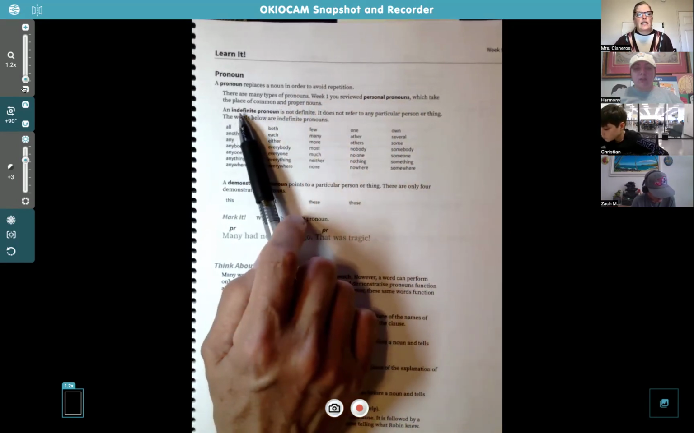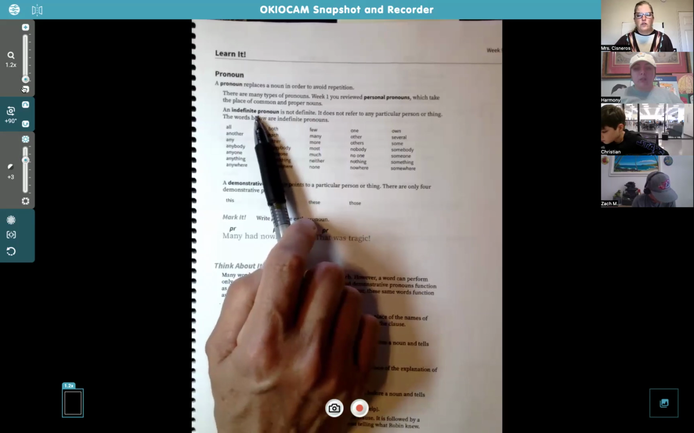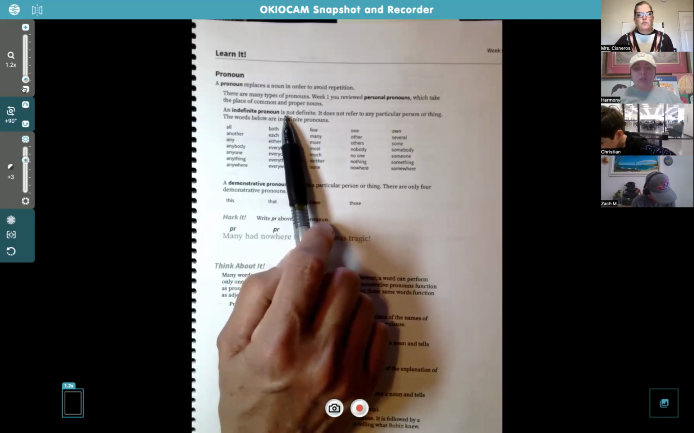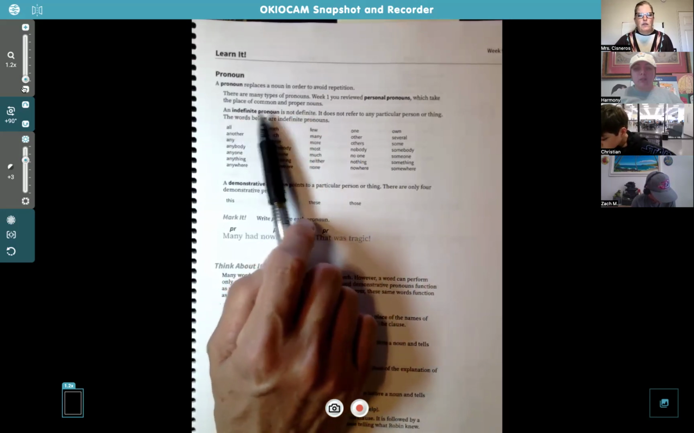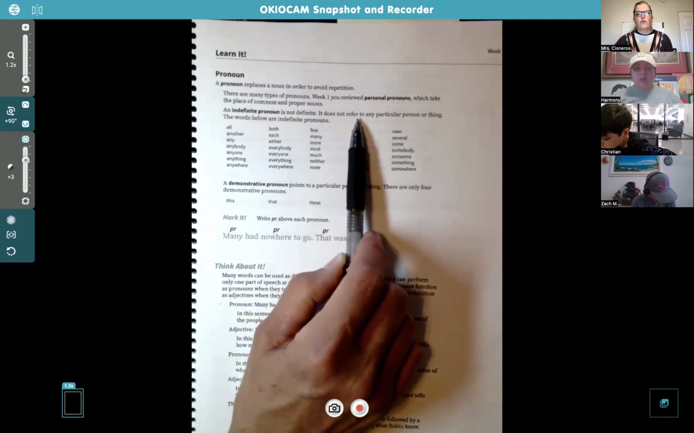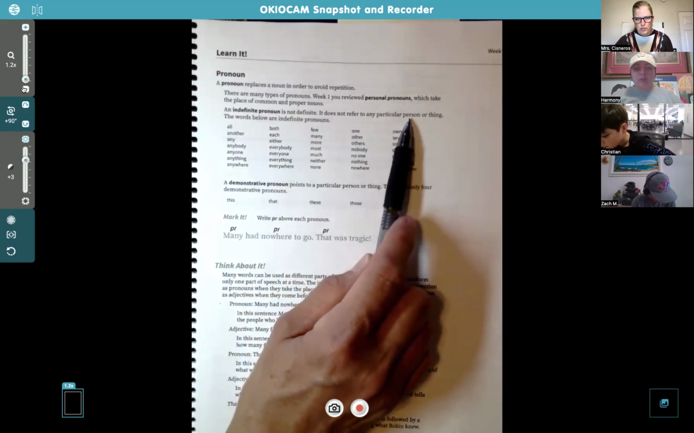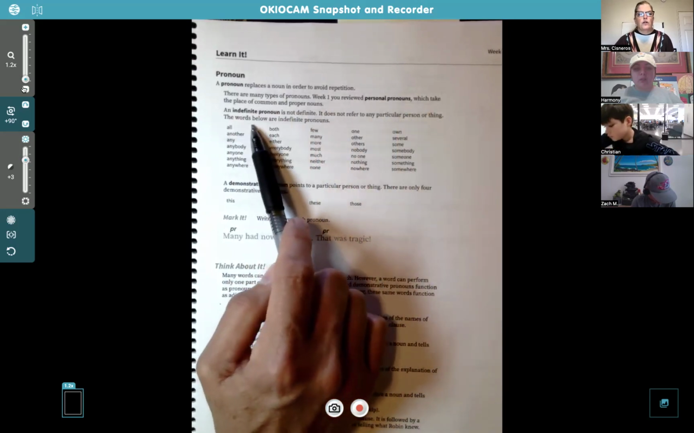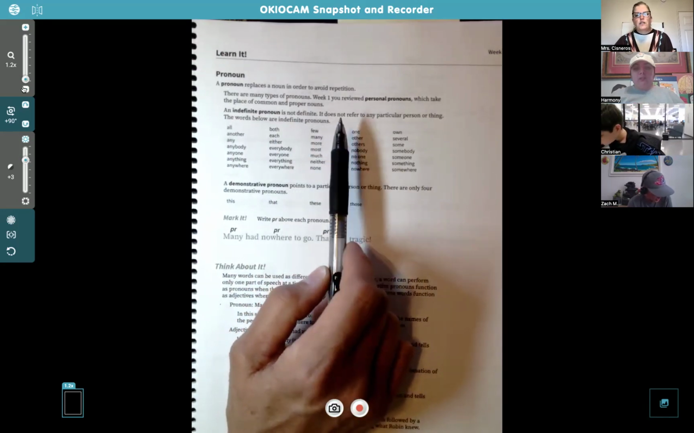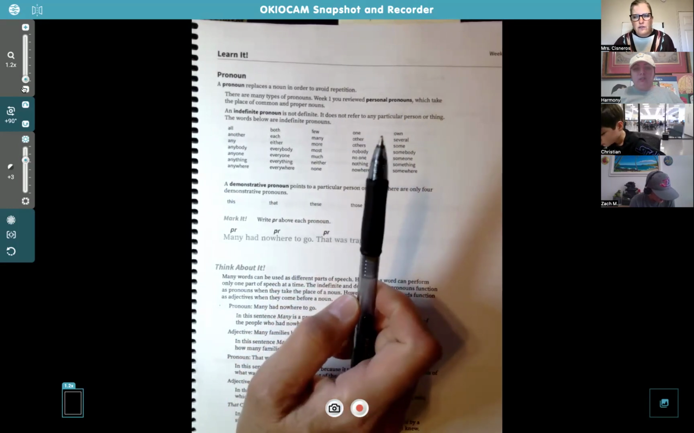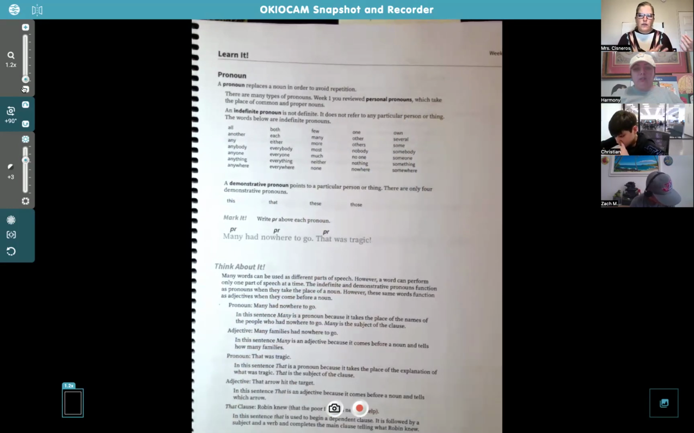But then we've got indefinite pronouns. This is new to you, which means it is not definite. So indefinite means not definite. It does not refer to any particular person or thing. The words below are the indefinite pronouns. So these are more like vague. It doesn't refer to a specific thing or person. So it's more abstract, I guess you could say.